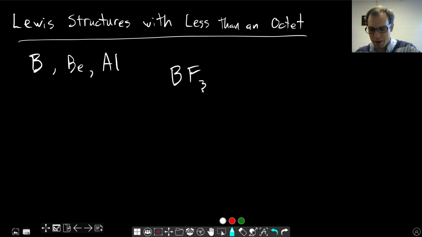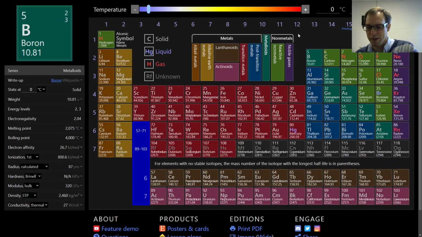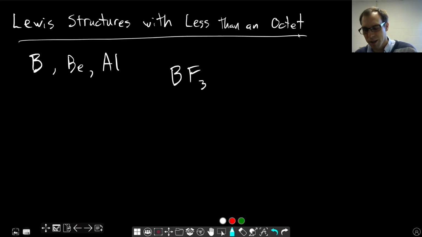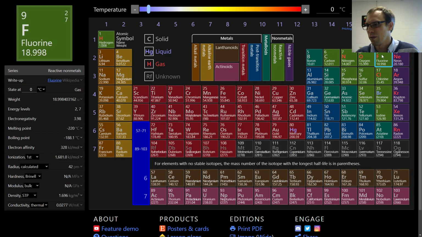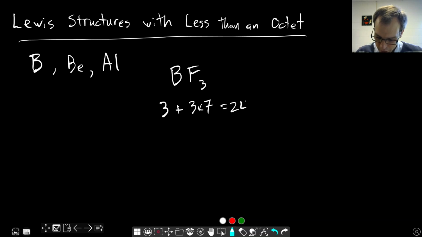All right, so boron, this is not an element we've used a lot, only has 1, 2, 3 valence electrons. So it has two s electrons and one 2p electron. Right, so we have 3. Fluorine is the halogen over here, so it has 7 valence electrons. That gives us a total of 24 electrons.